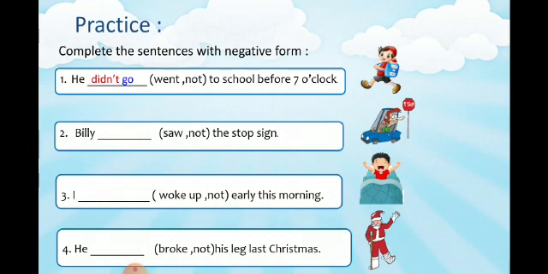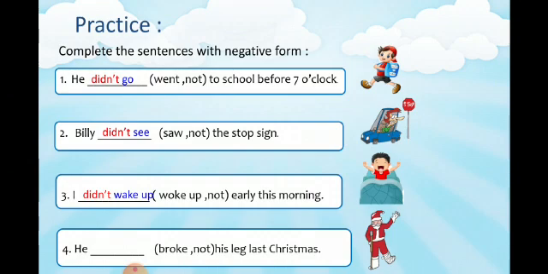So, how can we make it a base form? كيف يمكن تحويل saw into a base form? Billy didn't see, excellent, the stop sign. Saw became see. تحول الفعل saw إلى see. Number 3. I didn't wake up early this morning. فعل woke up تحول إلى wake up.